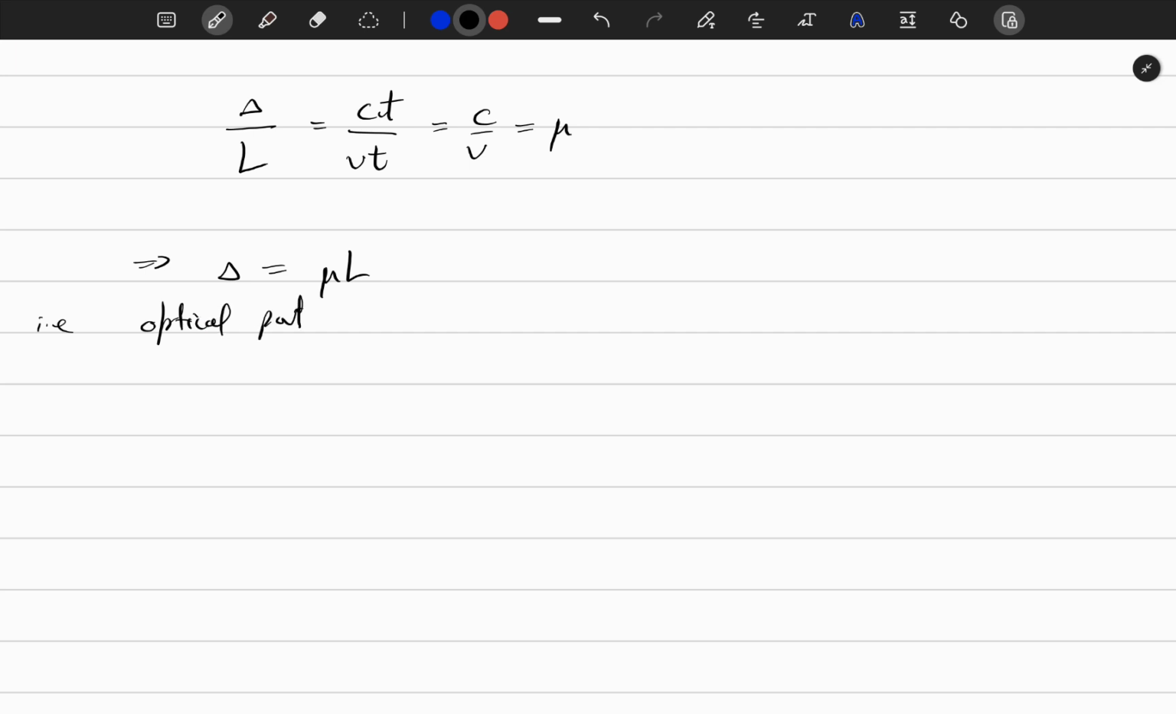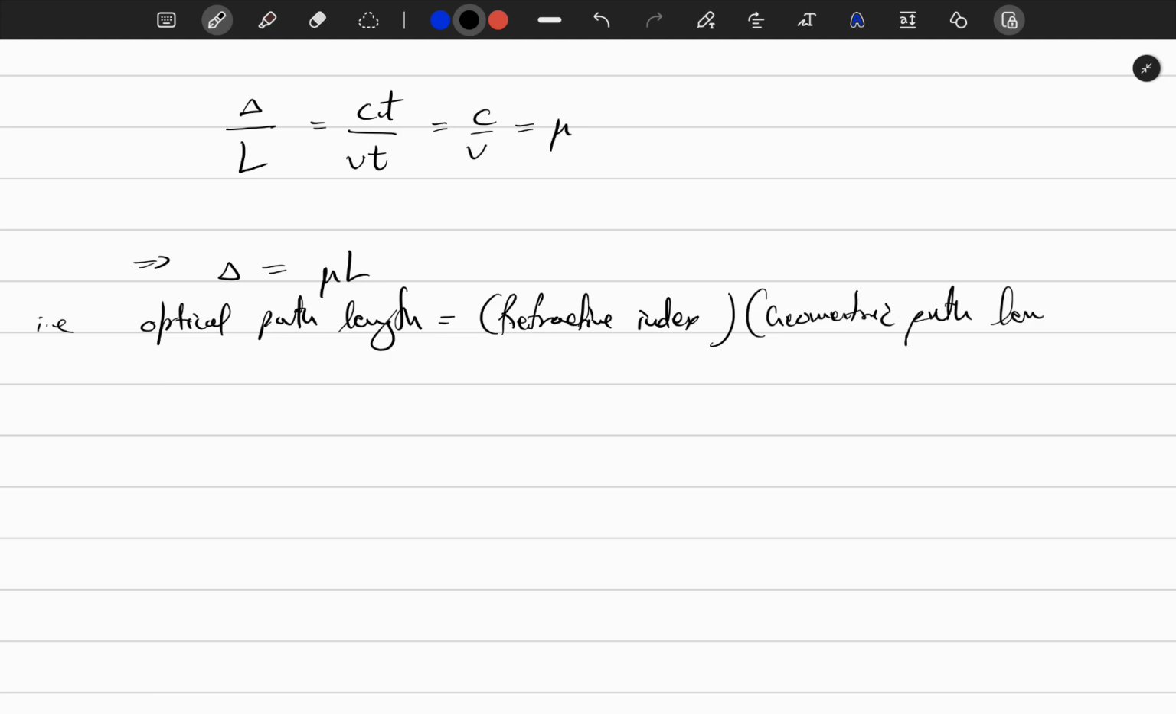So we see that delta is equal to mu times L, that is, optical path length is equal to refractive index into geometric path length. Thus, the optical path length is defined as the product of refractive index and the geometric path length.